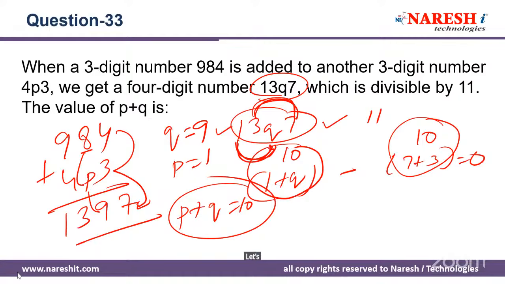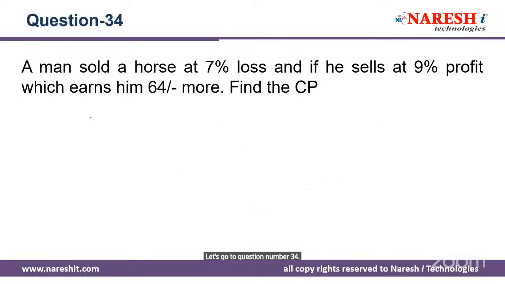Let's go to question number 34. Profit and loss. Oh, good. A man sold a horse at 7% loss. If he sells at 9% profit, which earns him 64 rupees more, find the cost price.